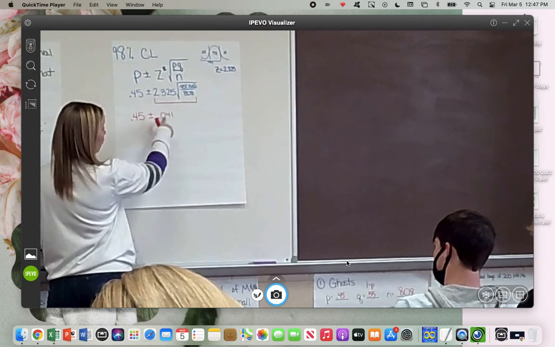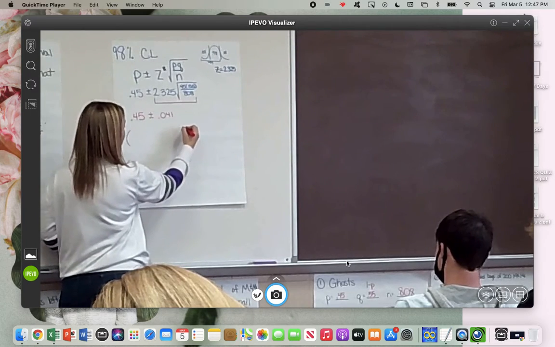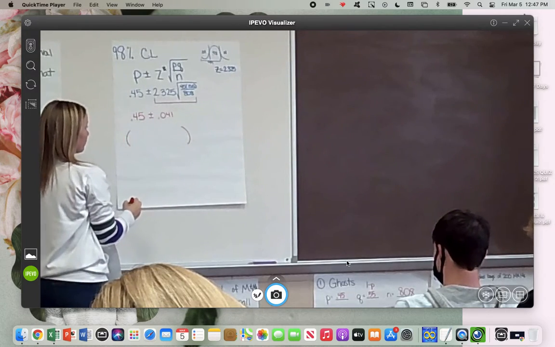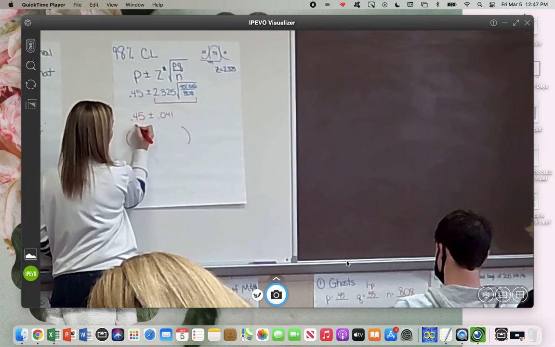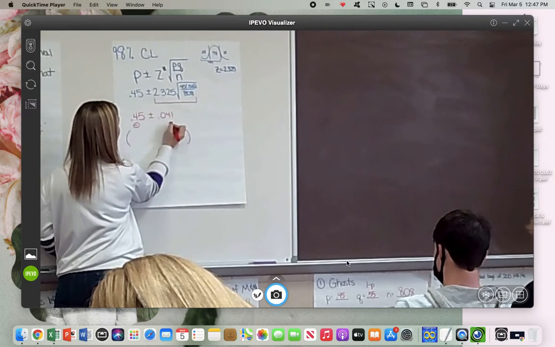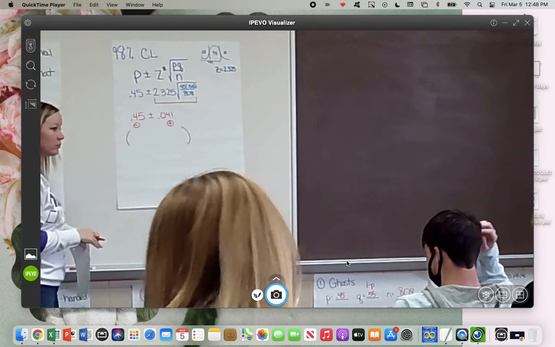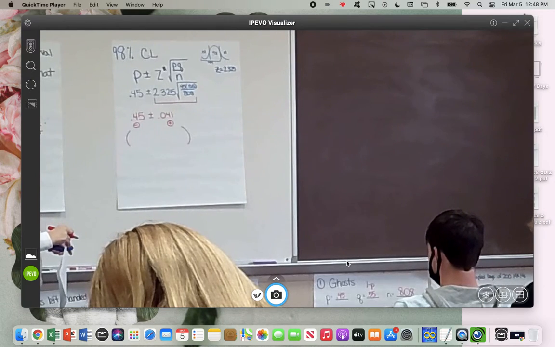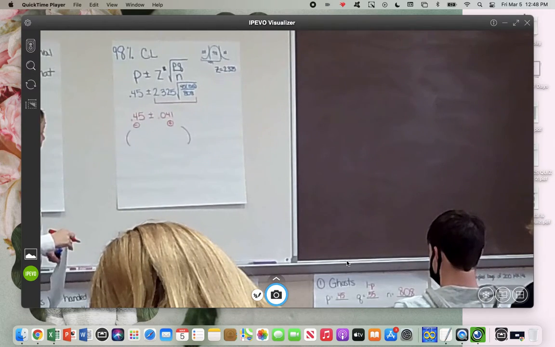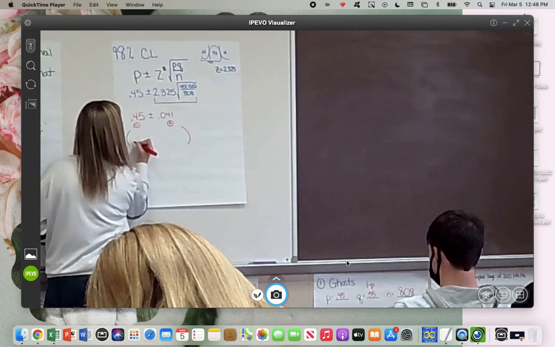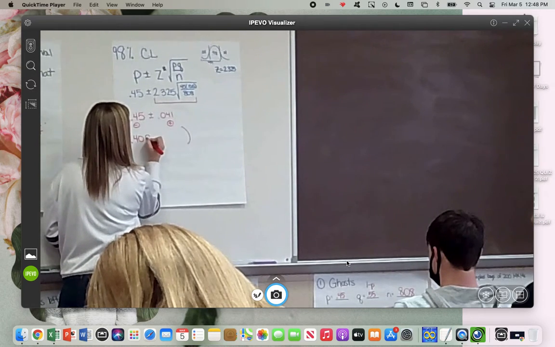So then we're just going to add and subtract to get our range. So let's subtract first to get the lower number, and then we'll add to get the bigger number. So what do we get when we subtract 0.041? 0.409. And what about when we add?